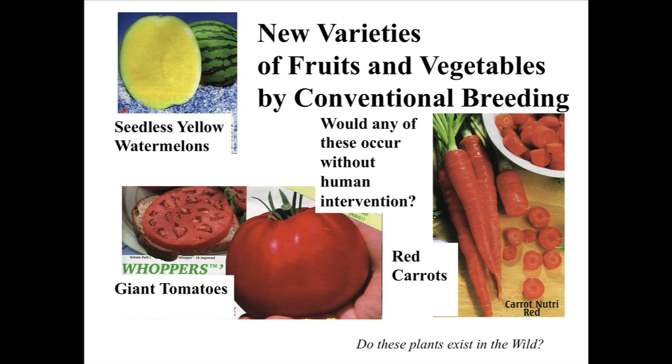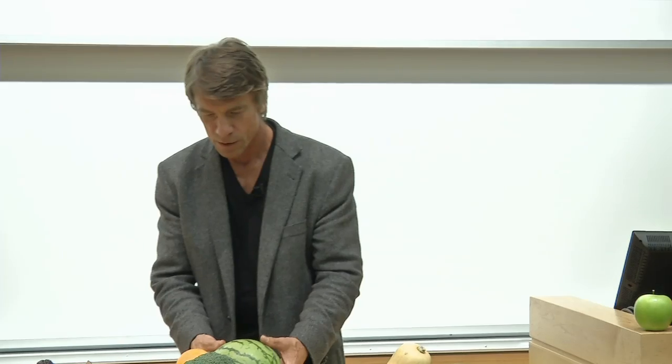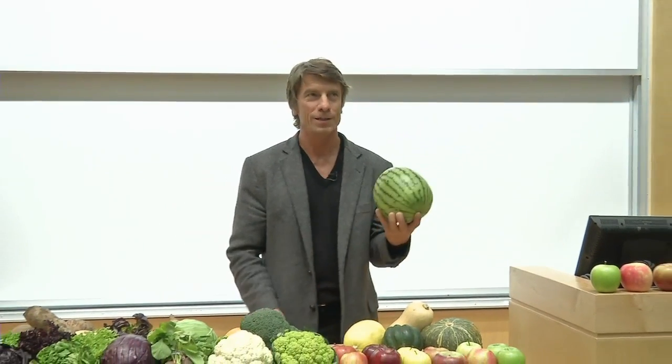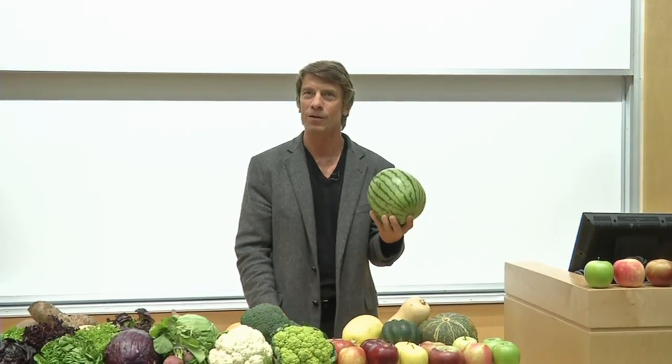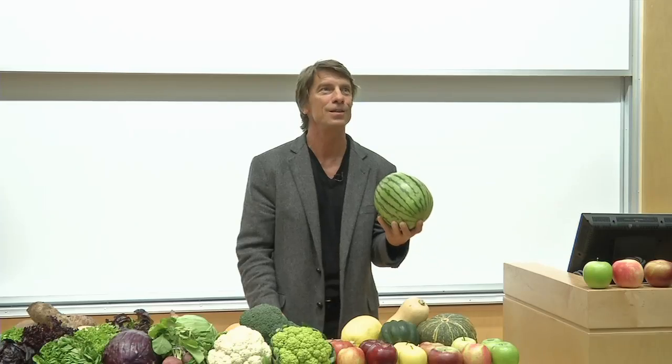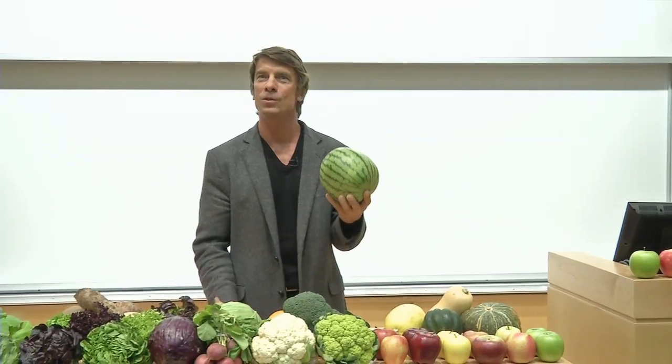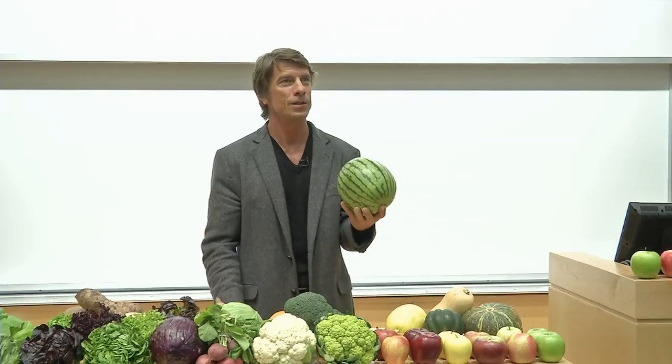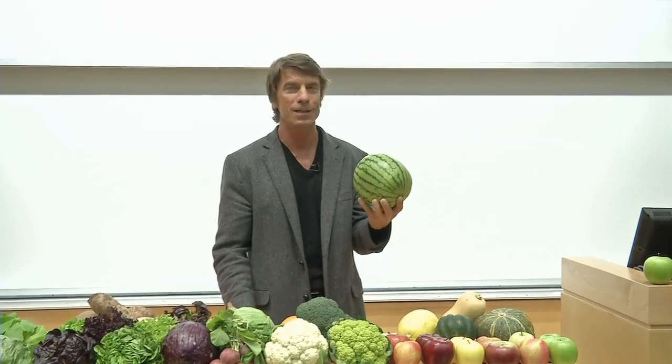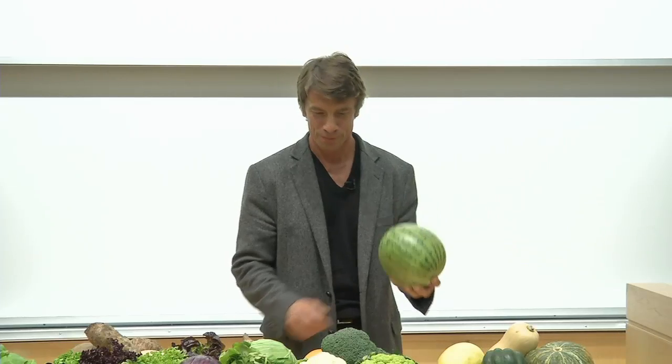These new varieties of fruits and vegetables. How long would a seedless watermelon exist without humans? How did it become seedless in the first place? This thing has 3 sets of chromosomes. It's a triploid. Therefore, it doesn't set seed. It didn't exist before humans, and it couldn't exist without them.